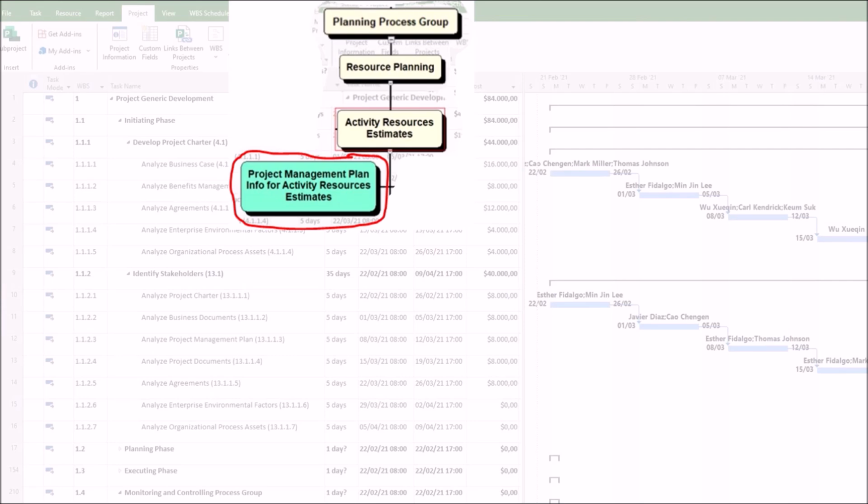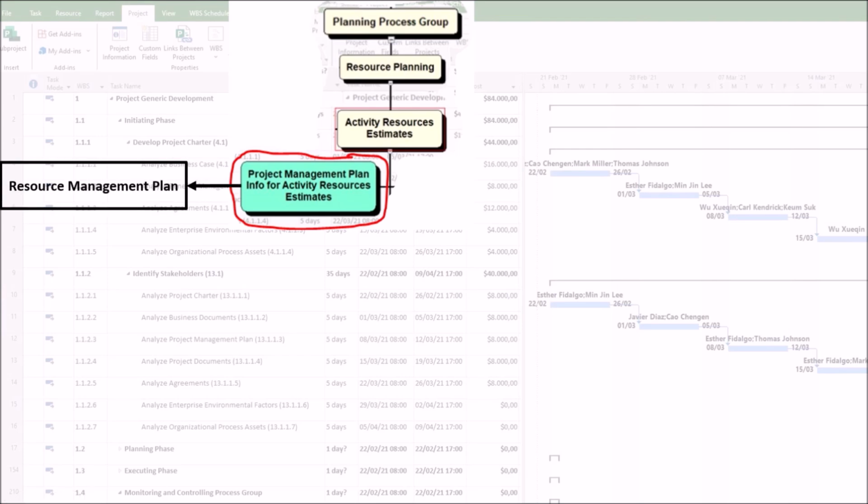You can't realistically estimate what resources you need, such as people, equipment, and materials, and how many without knowing the project's schedule, budget, and the quality standards you must meet. The Project Management Plan provides this crucial information. Key components of the Project Management Plan used in Estimate Activity Resources.